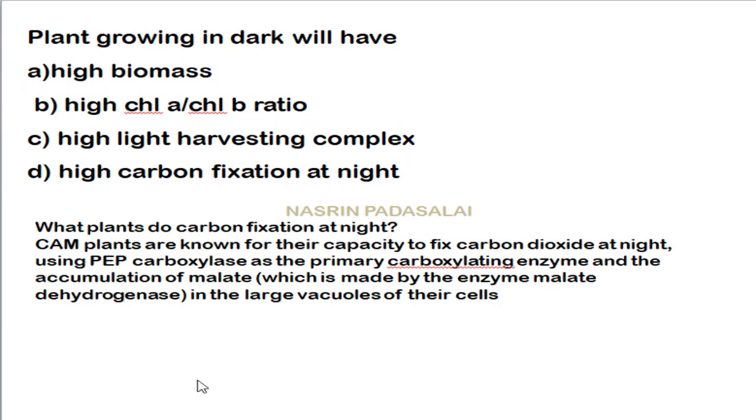Next, what are the characteristics of a plant growing in the dark? So they will have a high biomass. At the same time, they will be fixing their carbon at night. Okay, so we have heard about the CAM cycle, where they have an inverted stomatal cycle. They open the stomata at night and close the stomata in the day in order to preserve their water. So in CAM plants, they fix carbon dioxide at night by using an enzyme called PEP carboxylase. At the same time, they accumulate a large amount of malate in their large vacuole.